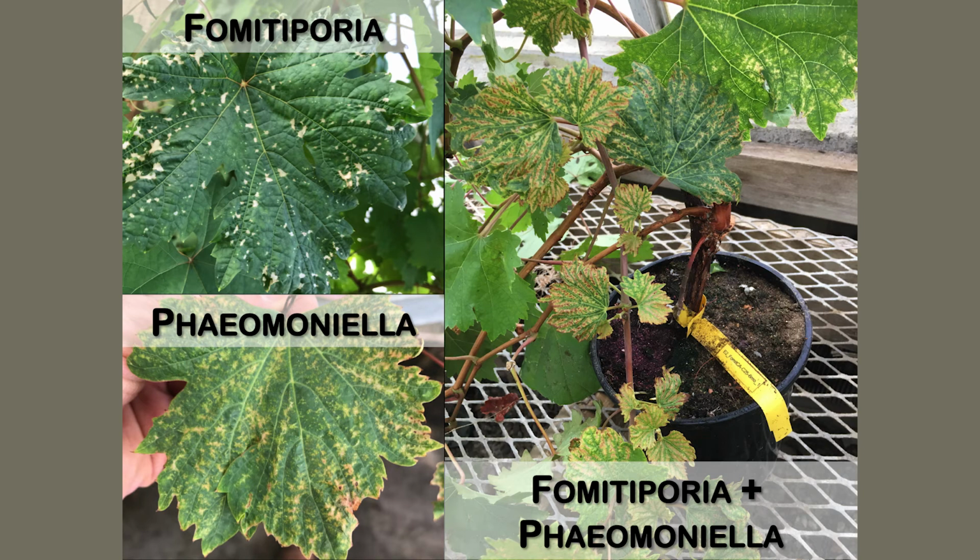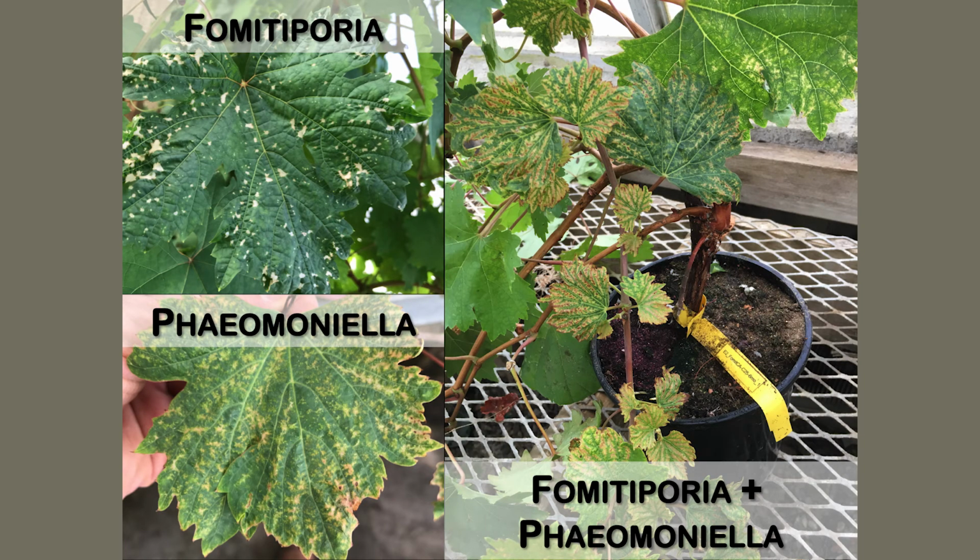So from the wood-rotting fungus Fomitiporia, we get intervenal patches of drying, of scorched patches of the leaf. And then with Phaeomoniella, we get an intervenal yellowing. And then when you combine them together, you get a combination of those symptoms that looks a lot like what we see in the vineyard. So it seems like these co-inoculations, we call them, lead to kind of a synergistic effect on disease severity or symptom development.